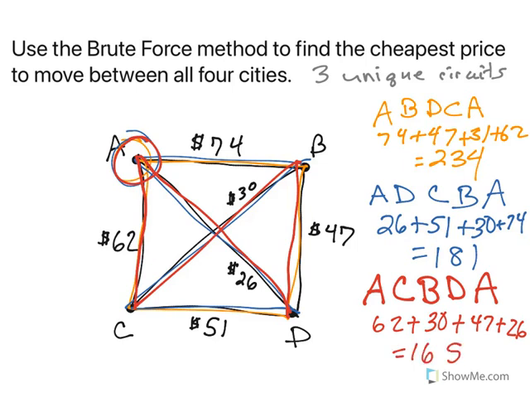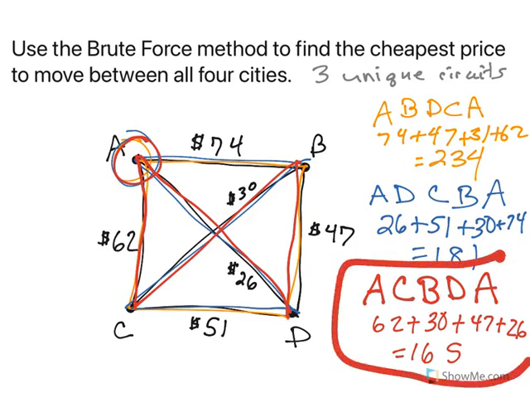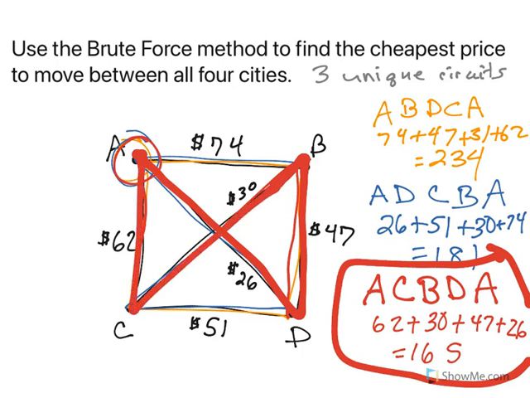So you can see that that one is actually the lowest because it avoids the AB, which is 74 and the most expensive. So that last one, ACBDA, or you could do it backwards, ADBCA, right? Doesn't matter, but that route is the cheapest of our 3 unique circuits.